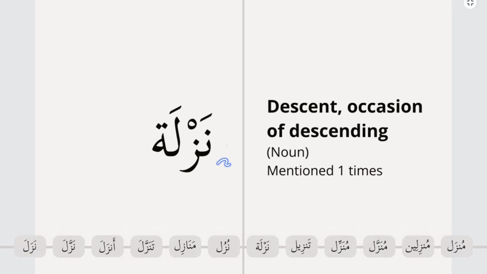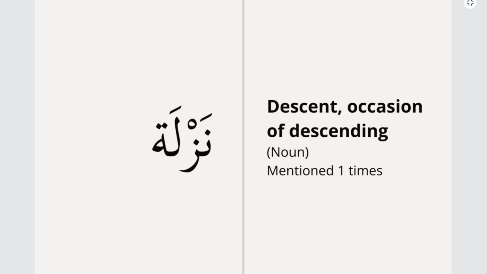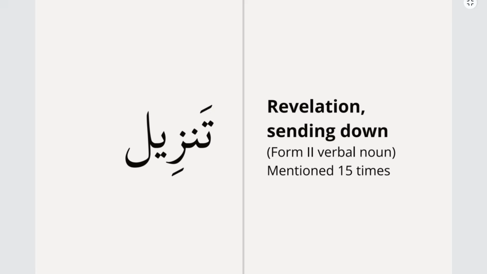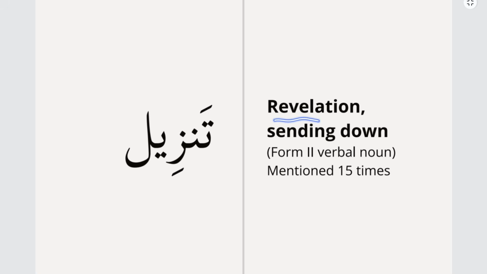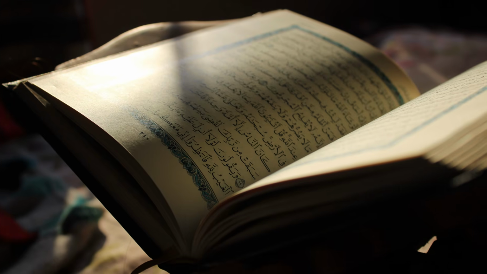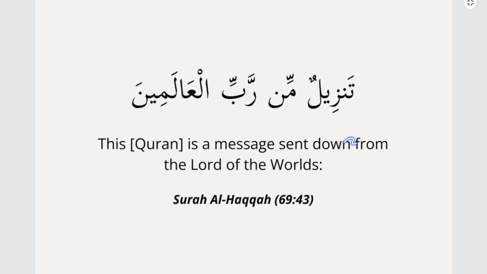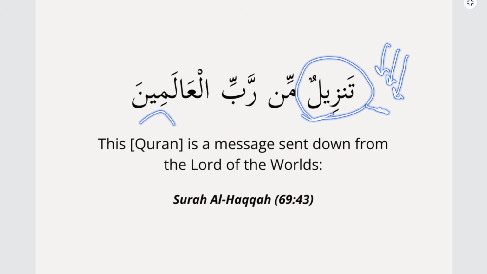It's nazla. Nazla means a single descent or a specific occasion of coming down. Next word is tanzil. Tanzil means revelation. Since the verb nazzala was used to describe the Quran, the noun tanzil also means the Quran itself. In Surah Al-Haqqa, Allah says, تنزيل من رب العالمين. Tanzilun, sending down, gradually, repeatedly, or basically revelation, or the Quran.